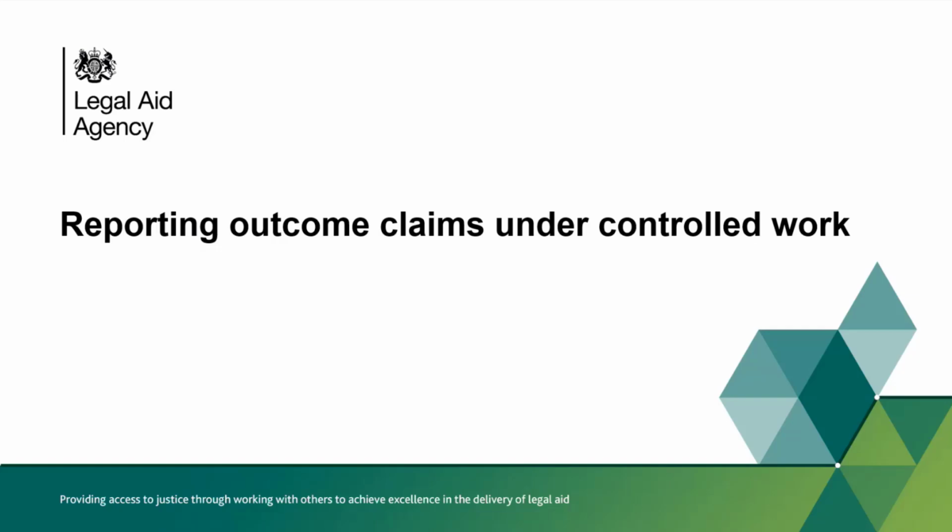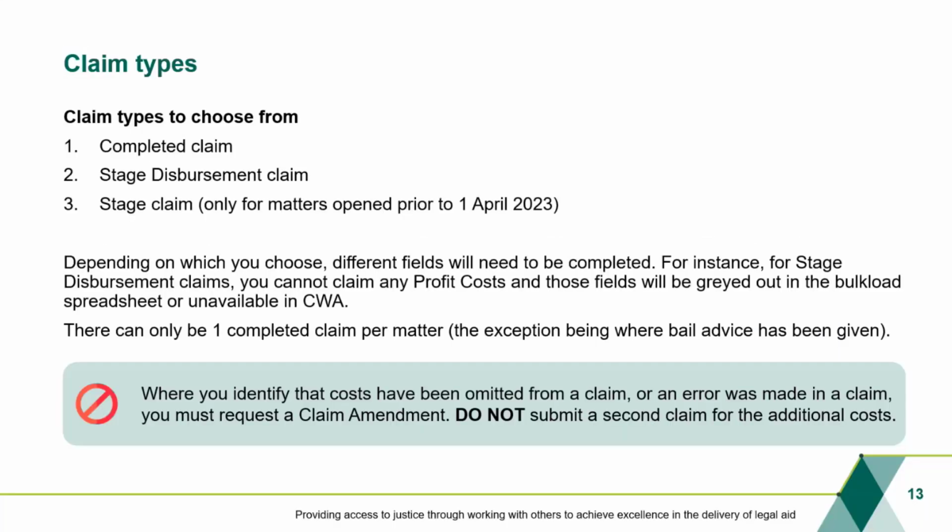So the second part we're going to look at are reporting your outcome claims under controlled work. So these are essentially your claims for costs for matters that have concluded in that month. Those of you that held 2018 contracts or contracts indeed prior to that point will be aware that historically legal help and CLR were part of the same matter start, and providers could stage bill at the end of legal help if moving on to CLR. That changed in April 2023, and for those of you starting under the 2024 contract, stage claims are not something you will need to make other than in bail matters.